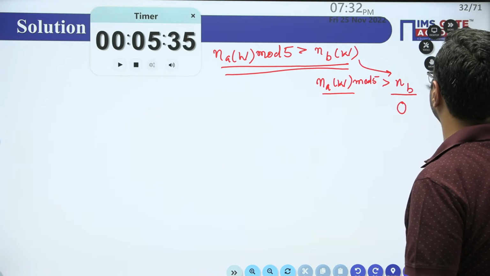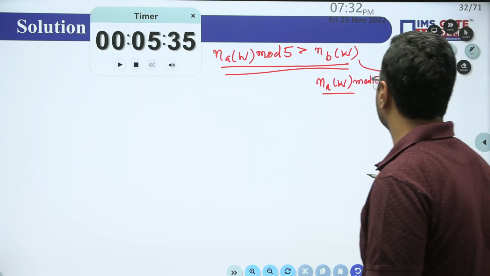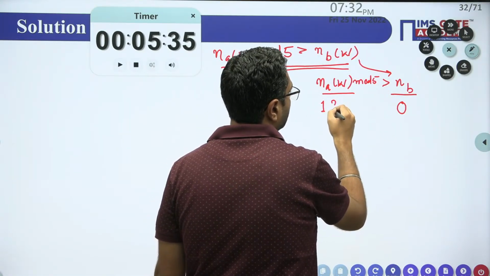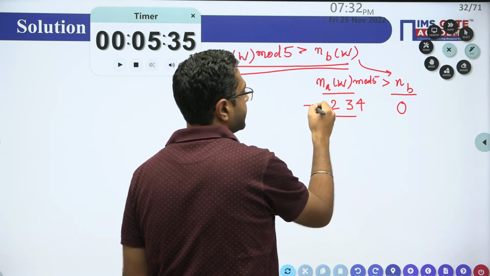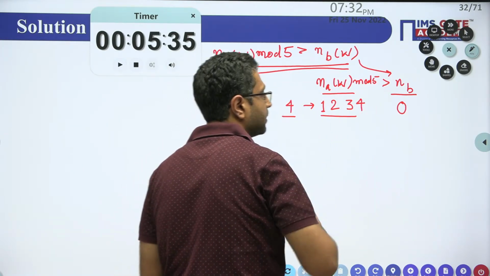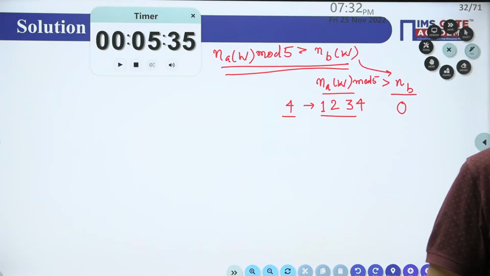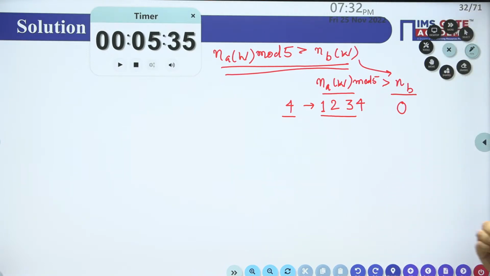So what are the possibilities for this? Your NAW mod 5 can be 1, 2, 3 or 4. It cannot be 0. So we have 4 final states from here. Is it okay, guys? We have 4 final states from here. Are you getting this point? Right?